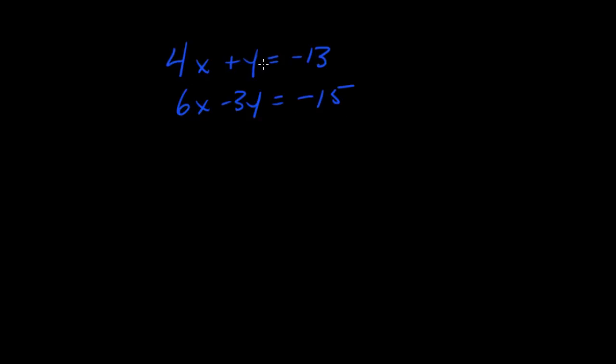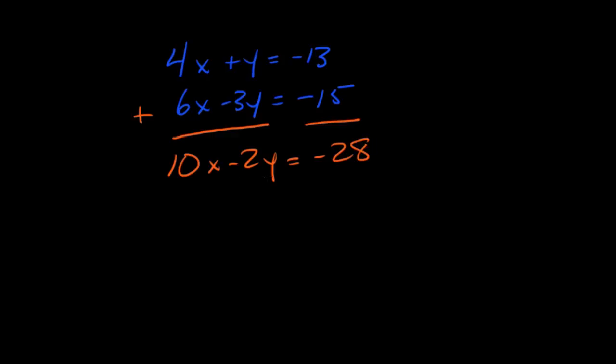So 4x plus y is equal to negative 13. 6x minus 3y is equal to negative 15. So if I just decided to add these two equations together, I would get 10x minus 2y is equal to negative 28. And notice that I still have two variables here, which we can't solve. We can't solve an equation that has two variables. So what we need to do is make some changes to our equations.